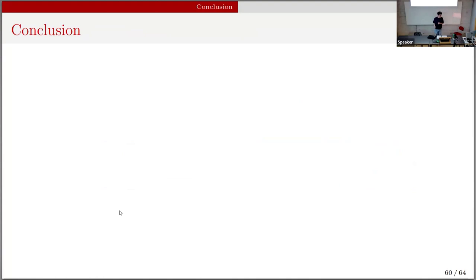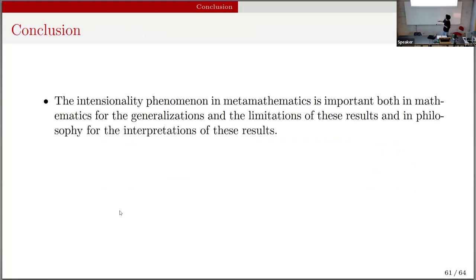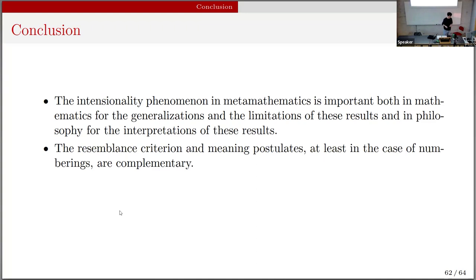So to conclude, I briefly showed you the phenomenon of intentionality in metamathematics, and I stressed that it is important both in mathematics, for the generalization and limitation of those well-known results, but also in philosophy, if you want to use the philosophical interpretation of those results in any philosophical arguments. Then I argued that the resemblance criterion and the meaning postulates, the two approaches that deal with intentionality in the literature, are complementary and not opposites, as is often thought in the literature.